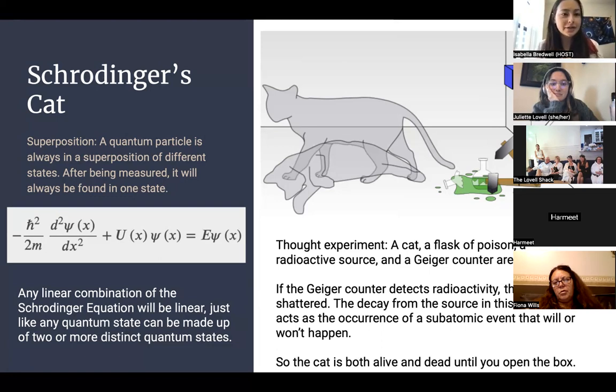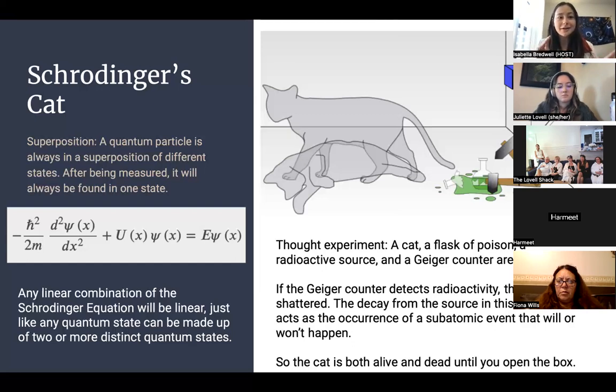And a Geiger counter is like in movies, where you see people waving those little circular beeping things. That's basically a Geiger counter. It has a thin screen that can detect the presence of radiation. But if the Geiger counter detects any radioactivity from the decay of that source, then the flask is going to break and the cat will die. And in this scenario, the decay from the source is random, right?